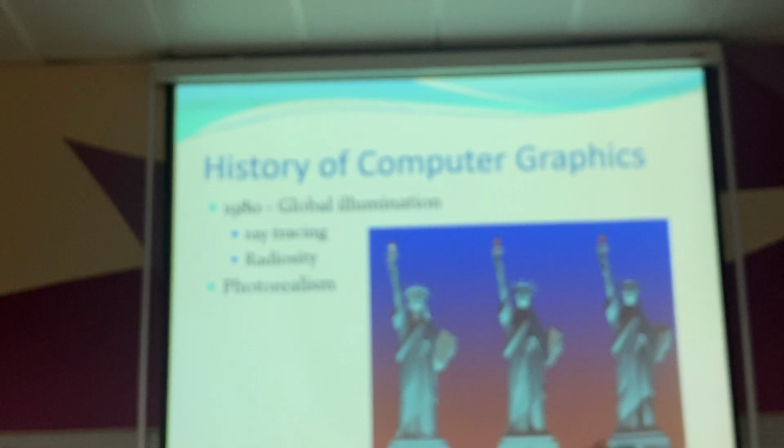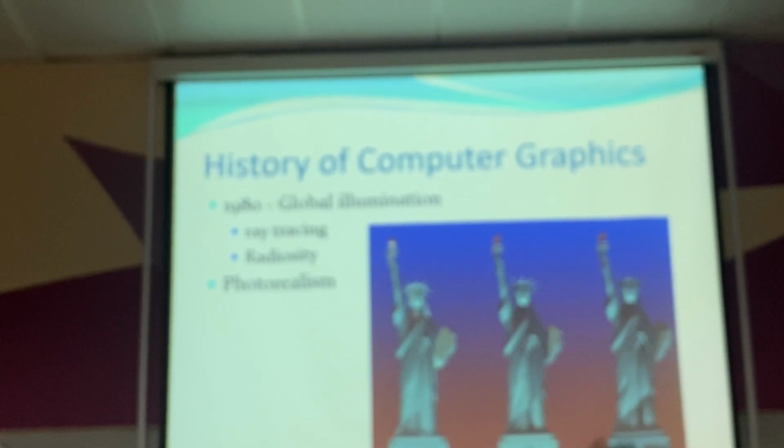Then another big milestone or achievement in CG was in 1980. This one is a big improvement. We started to have global illumination, meaning with the lighting you can know where the ray is cast from. The ray casting creates these photorealism effects.